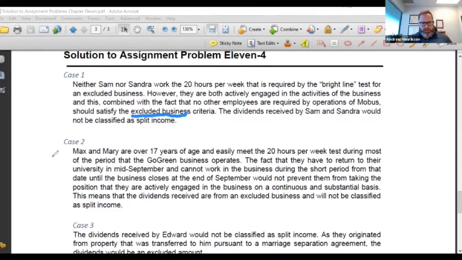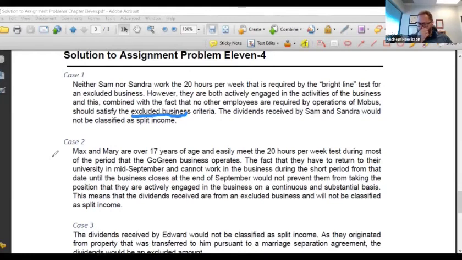So number 2 is GoGreen, a Canadian private corporation that runs a seasonal landscaping business. The business operates from May 1 through September 30th. 90% of the shares are owned by John Go, with his twin children, Max and Mary Go, owning the remaining 10%. So they're 5 each. So we've got John with 90, Max and Mary 5 each.